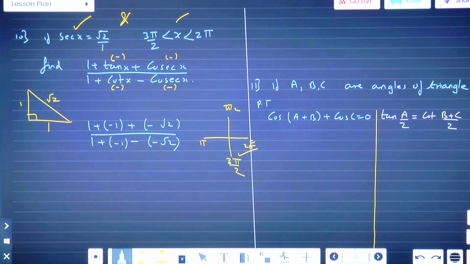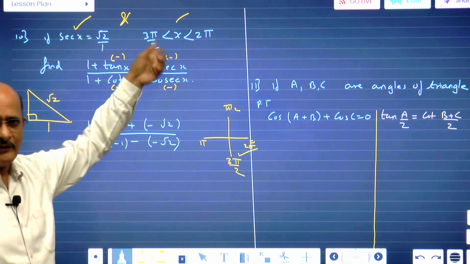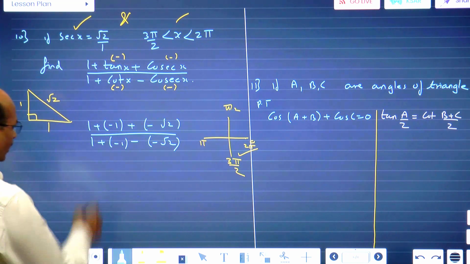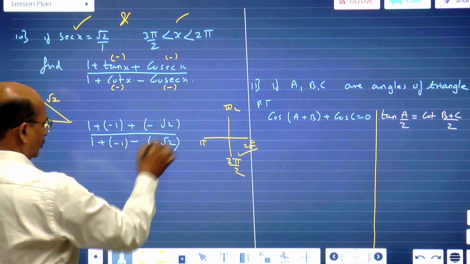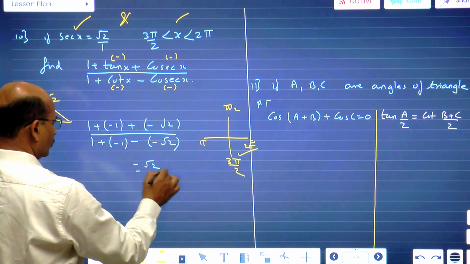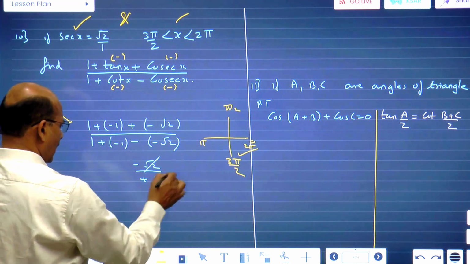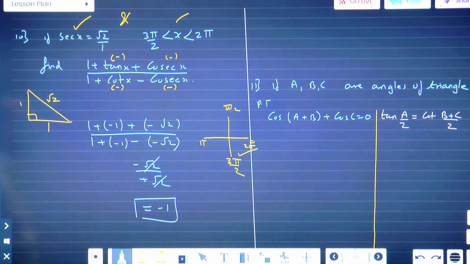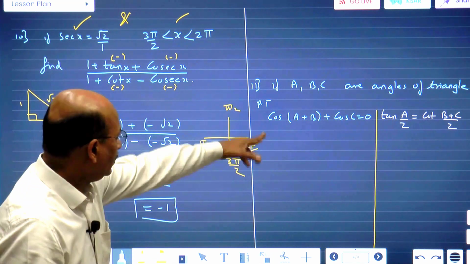I hope I am going right here. Remember, cosec is reverse of sine. What is sine? 1 upon root 2. So, cosec is root 2 upon 1. So, I think it's okay. Now, this cancels here. So, this is minus root 2 upon plus root 2. Again, it will cancel. Answer is minus 1. I hope you got this point clear. Right? Let us take the next question.